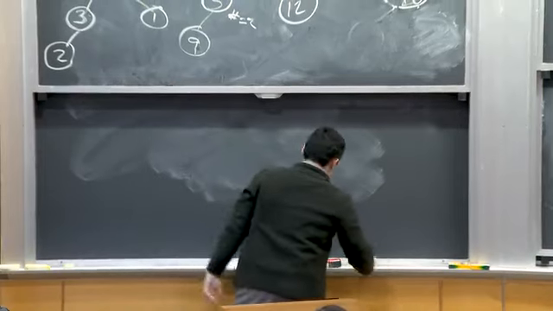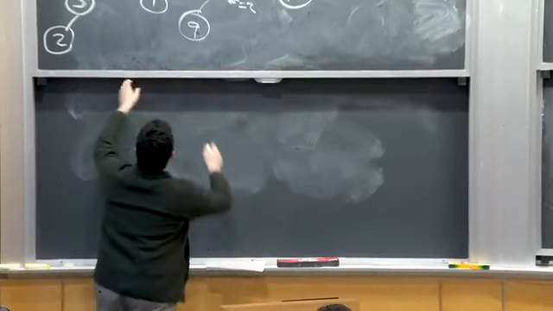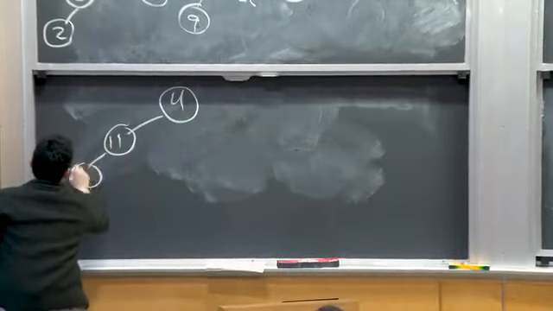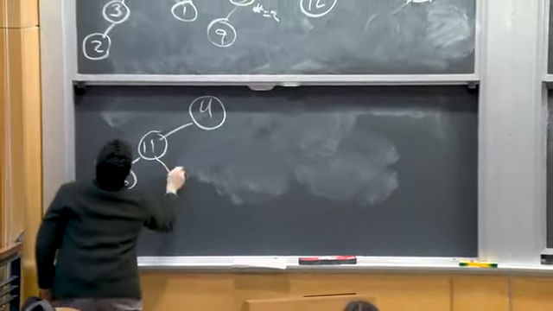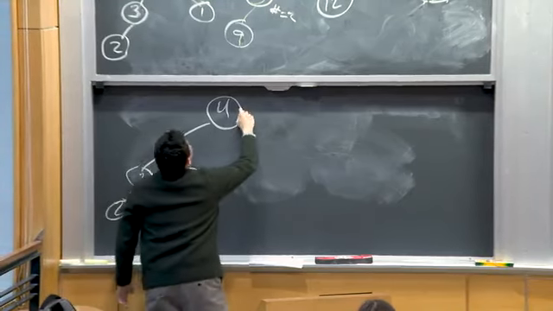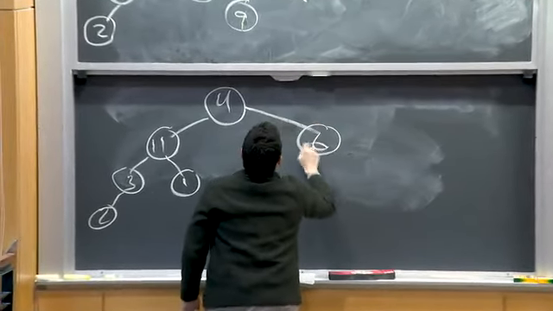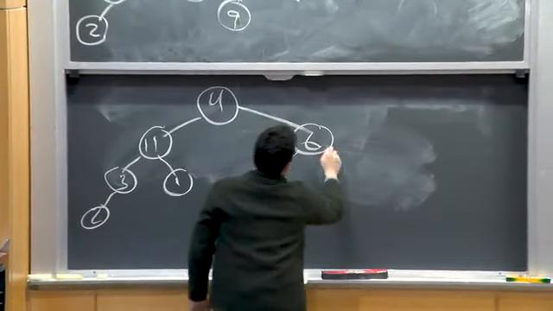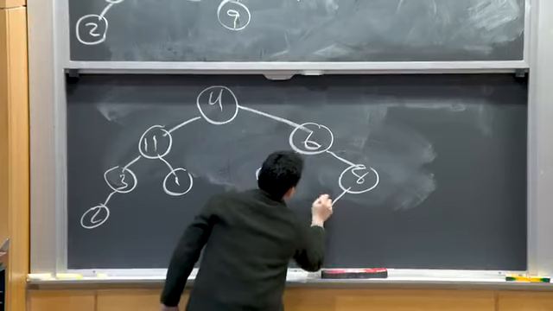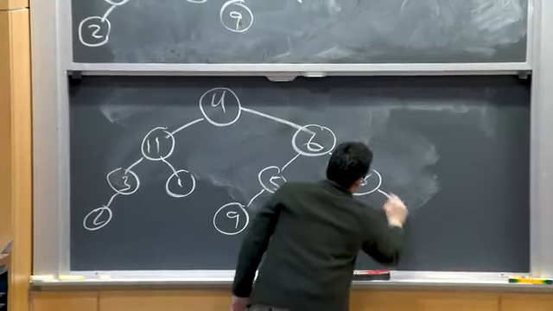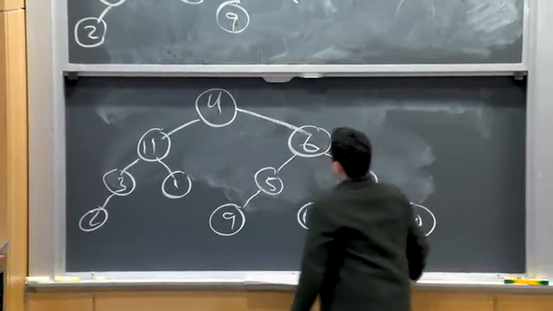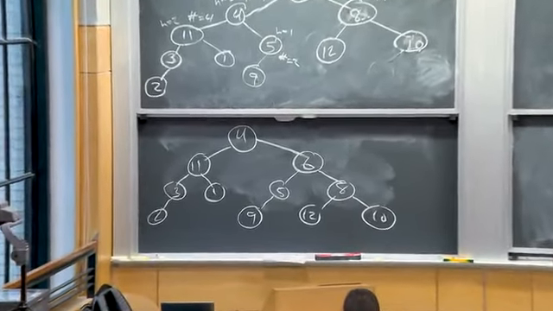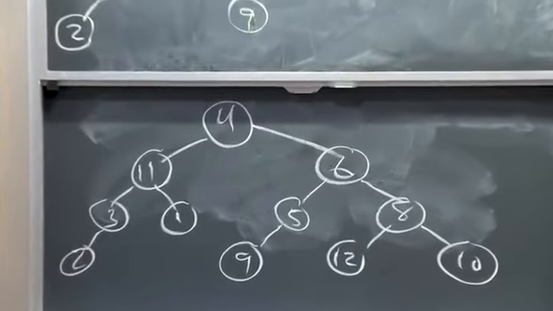I'm just going to redraw it. That makes more sense, right? 4, 11, 3, 2, 1, and then 6, 5, 9, 8, 12, 10. That's the right rotation at 6. Is everyone cool with this?